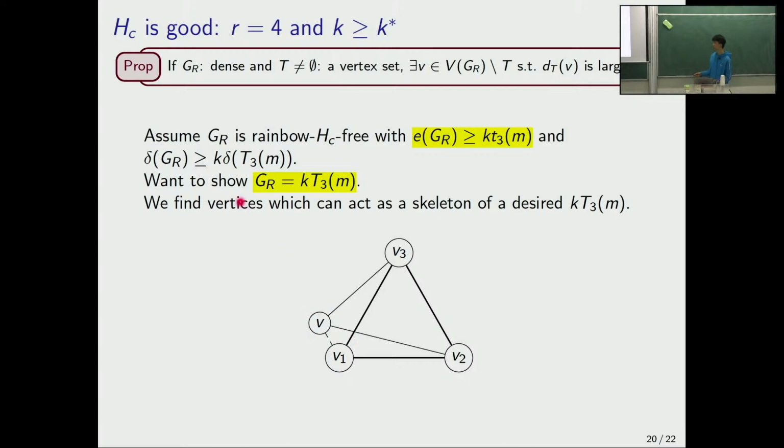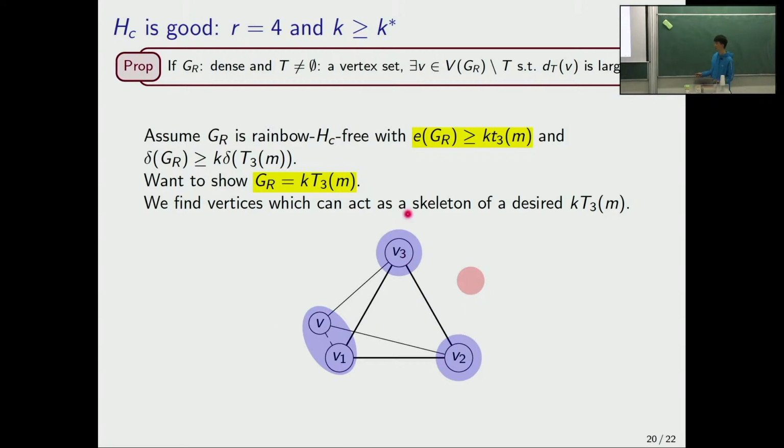So because of this, since we are assuming that GR is rainbow HC3, there should be at least one edge, let me call it V1, V2, which has multiplicity exactly 0. So in that case, we place V next to just V1, and we continue for each vertex which has large degree toward the set V1, V2, V3. And what we can find is the partition of the vertex set of GR, so that in each part there should be no edge, because if there is an edge, then we can find the rainbow copy of HC in some sense.